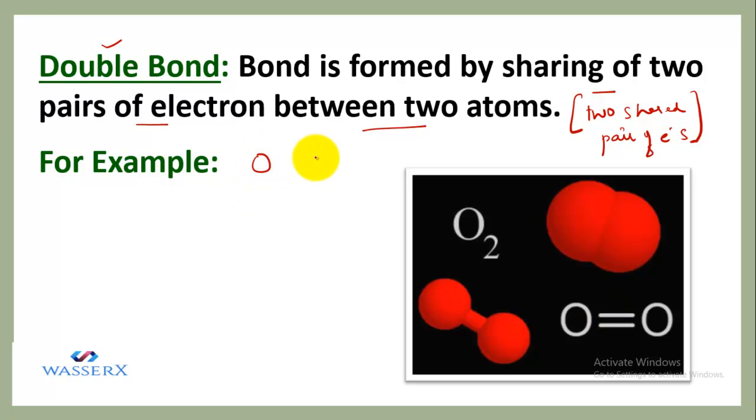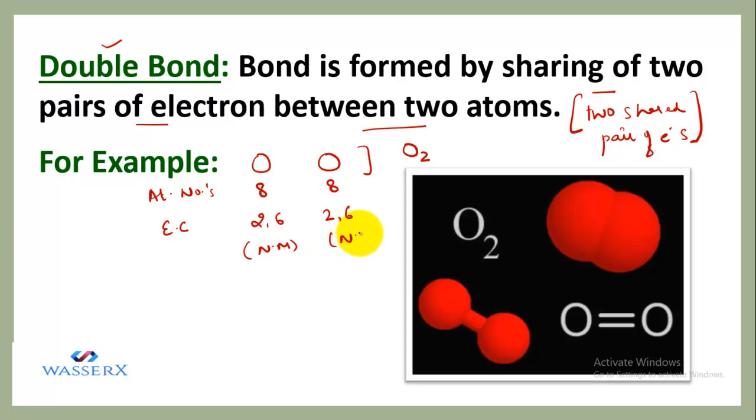So let's say we have two oxygen atoms and they will combine to form an oxygen molecule. Now, we write the atomic numbers, because the first step is always to write the atomic numbers. We know the atomic number for oxygen is 8. And if we write the electronic configuration, it is 2, 6. That means both the oxygen atoms need 2 electrons. So non-metal, non-metal, and what will be the type of bond? It is going to be a covalent bond.